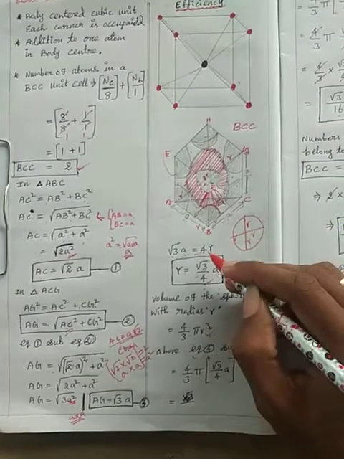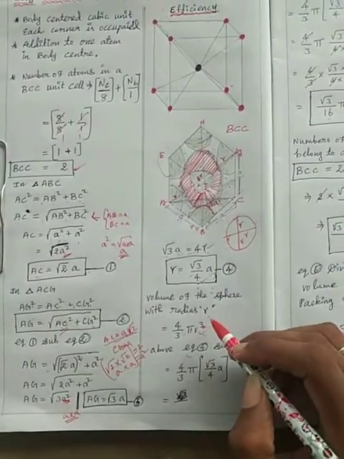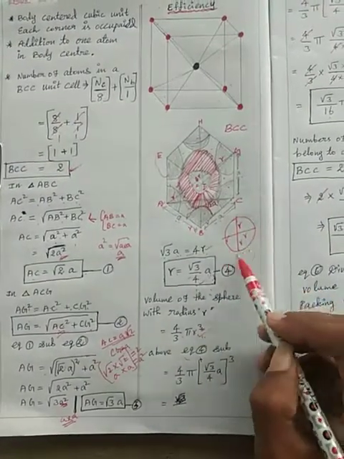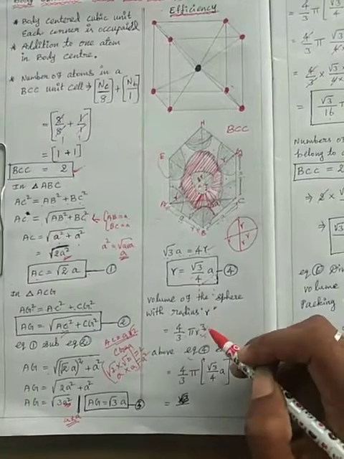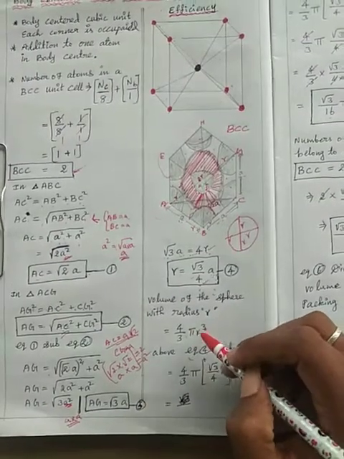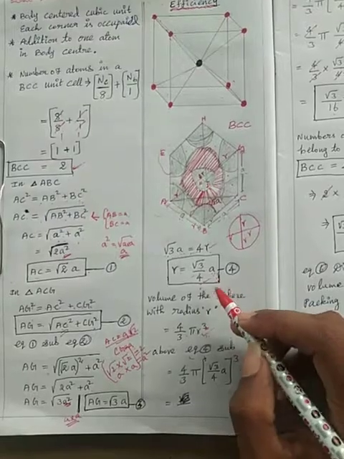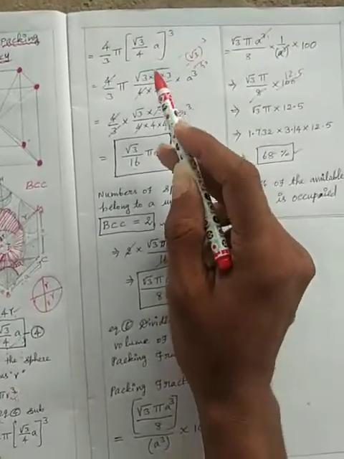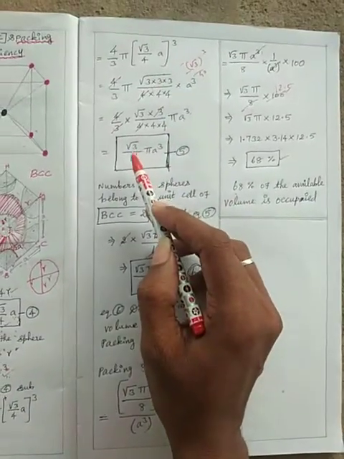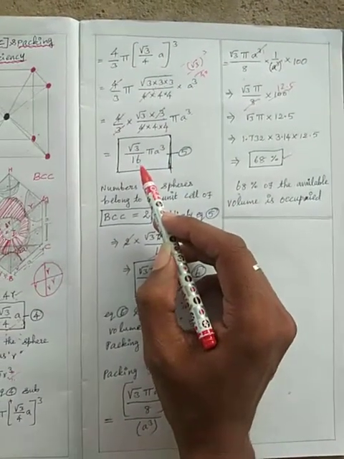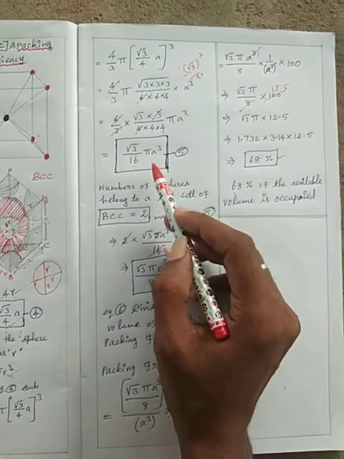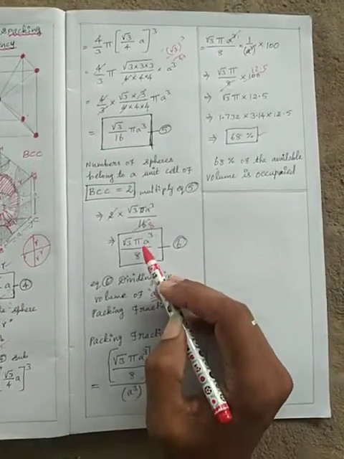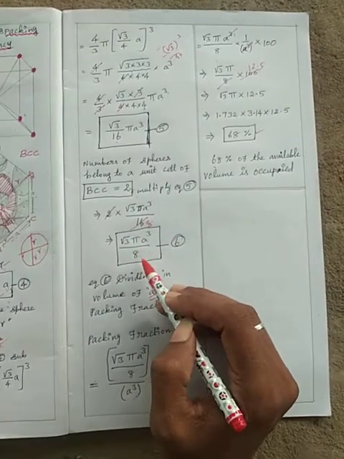So 4r, so already here, in the triangle, the position of the center of the body centered sphere formula, volume of the sphere 4 by 3 pi r cube. The r value is root 3 by 4 into a. Apply that, and the answer cancels down to root 3 by 16 a cube, into the number of atoms in the body centered cubic unit cell, 2. The final answer is root 3 pi a cube by 8.